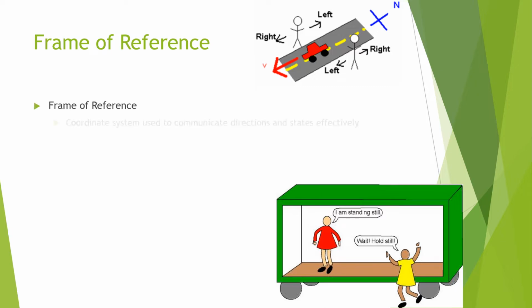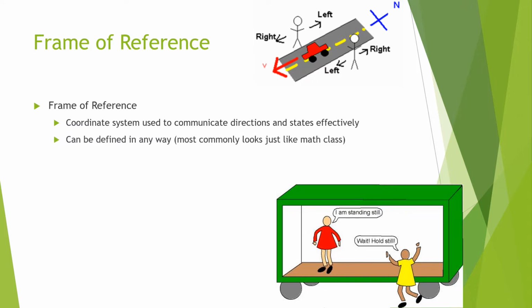It's a way of communicating a coordinate system to other people, letting them know kind of where we're at, how we're observing. And it can be defined in any way. It most commonly looks just like you would see in math class. So we would have a vertical and a horizontal. Typically we call the horizontal to the right positive x and the vertical positive y.